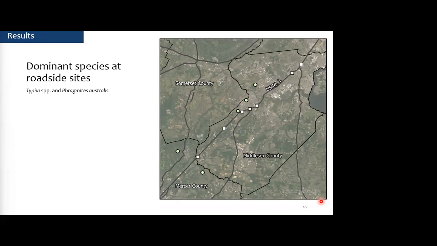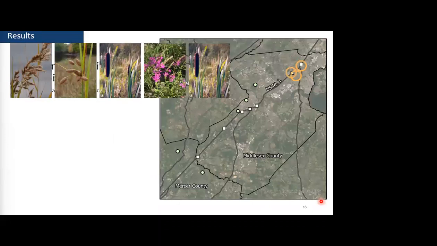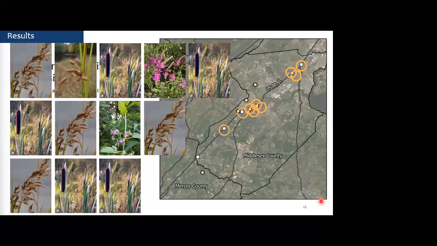So the first thing I found here was the dominant species at road sites. So I'll show you the dominant species at each site, and you'll see there's quite a bit of repetition. So at these 10 sites, the most common species were cattails type of species and Phragmites australis, the giant reed grass. And then there were a few additional species at select basins, including this 3-corner sedge, purple loosestrife, bittersweet, nightshade, and soft rush.